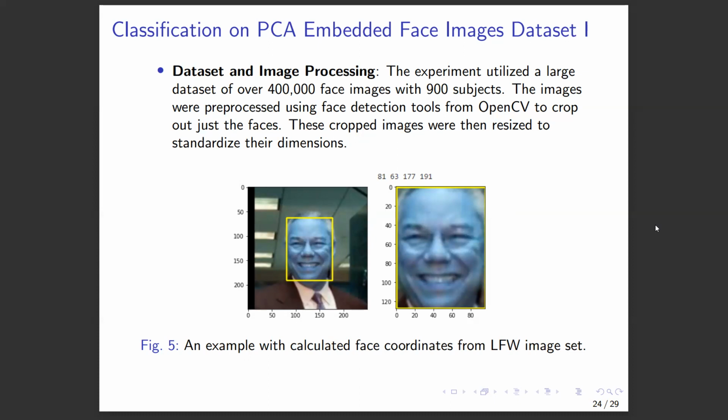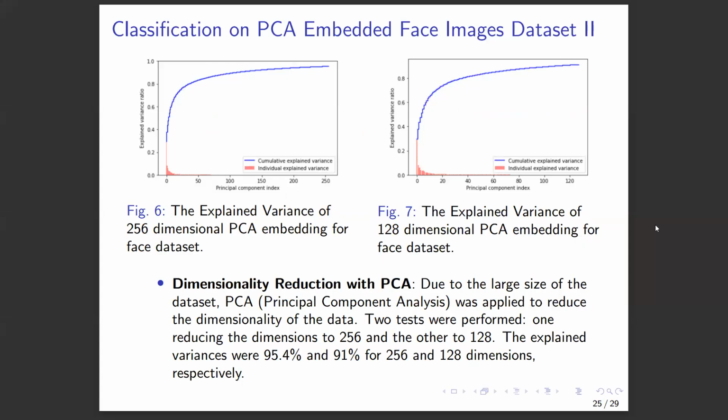Lastly, our third experiment focused on the classification of PCA embedded phase images. Utilizing a dataset of over 400,000 phase images, we standardized these images, then applied PCA for dimension reduction. We conducted the test at different dimension levels. Here are two graphs to show the variance explained by 256 and 128 dimensional PCA embeddings for the phase dataset.